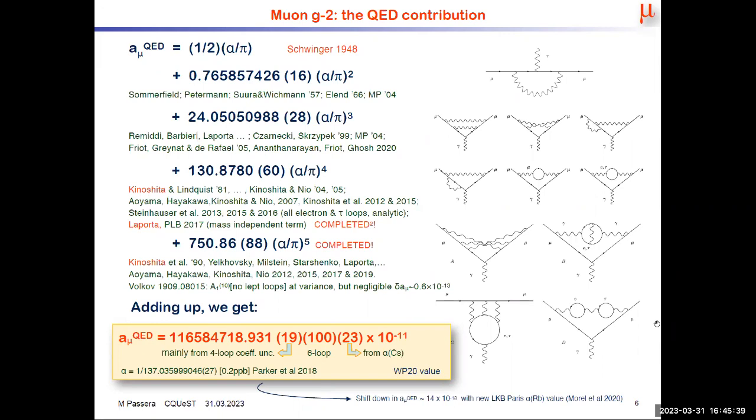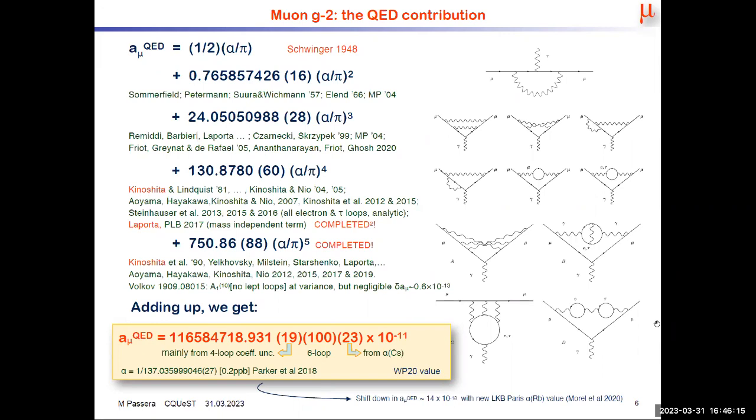Of course, you need the value of alpha. Now, the value of alpha you take from somewhere else, from direct measurements. The one that I took here is the one by Parker et al., measurements in Berkeley, 2018. There is actually another very precise measurement from the Paris group, and the two are actually in disagreement. But this difference between the two, even if the disagreement is crucial, is not important for the muon g-2. It's very relevant for the electron g-2, but not for the muon g-2.